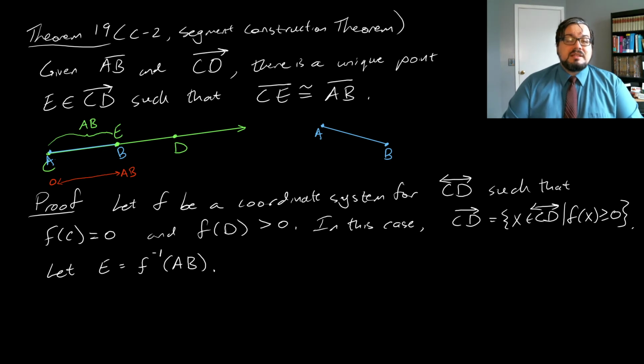So there's two things that we need to check. We need to check that E belongs to the ray CD, and we also need to check that the segment CE is congruent to the segment AB.